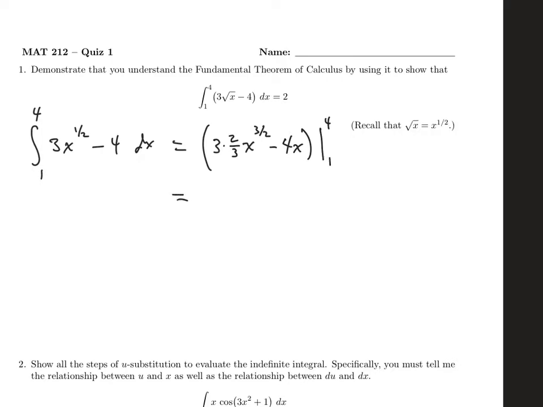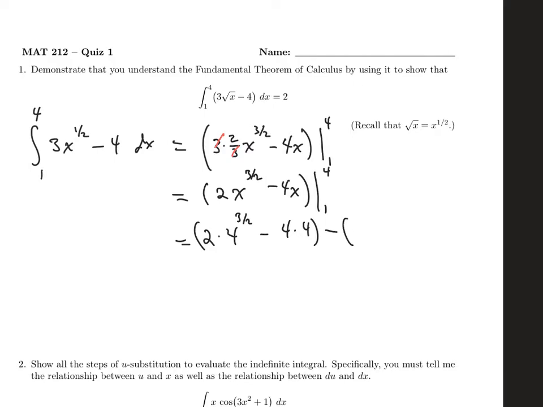I would probably go ahead and take the extra algebra arithmetic step here and cancel this 3 times with this 3 so that I don't have to have fractions running around anymore. So I have 2x to the 3/2 minus 4x. That's the antiderivative of the integrand, and that's going to be evaluated from 1 to 4. So when I let x equals 4, that's 2 times 4 to the 3/2 minus 4 times 4. And when I use x equals 1, that's 2 times 1 to the 3/2 minus 4 times 1.